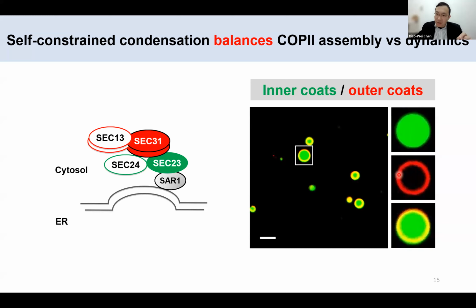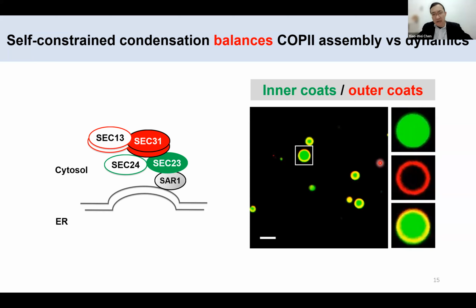Moreover, the recruited outer coats form a shell on the surface of the initial inner coat droplet and prevent its overgrowth or overprogression into a gel-like state. In other words, this constraint provides a balancing mechanism to ensure the overall dynamics. And this is very important for the trafficking flow. Besides these in vitro reconstitution experiments, we also made chimeric mutants and so on and so forth, and used all those mutants in cells with deletions.